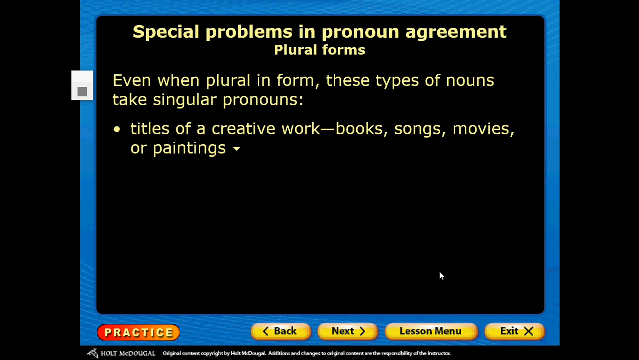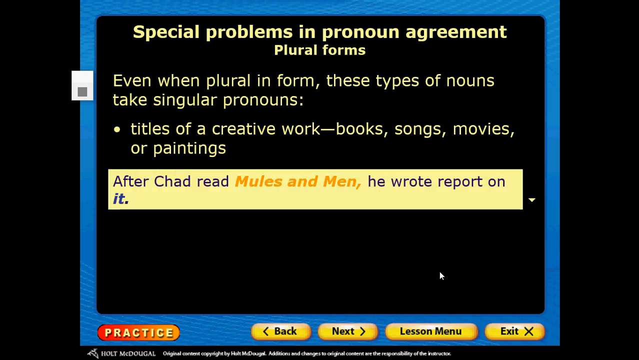Plural forms. Even when plural in form, these types of nouns take singular pronouns: titles of a creative work, such as books, songs, movies, or paintings. After Chad read Mules and Men, he wrote a report on it. Because this is the title of only one book. I'm talking about one book here. Mules and Men, which you would think would be plural, but it's actually the title of a book. Therefore, he's talking about one thing.